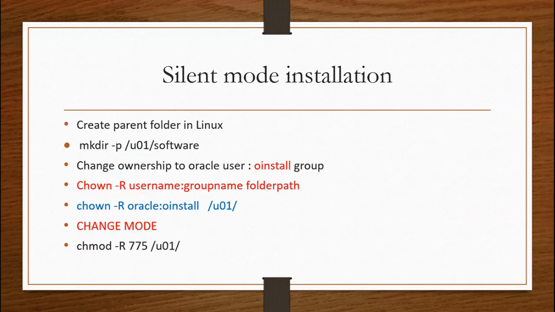After downloading, you need to create a folder like this in Linux. Next, you need to change the ownership to the install group. This is the step to change the ownership: chown minus R, oracle is the user name and group name is install, and this is the folder path. Next, change the permissions by using chmod.